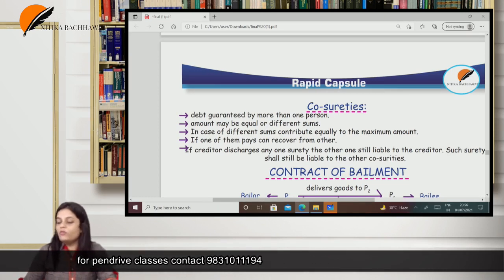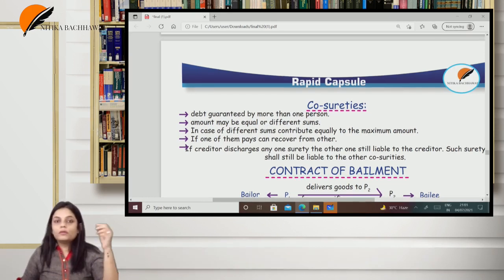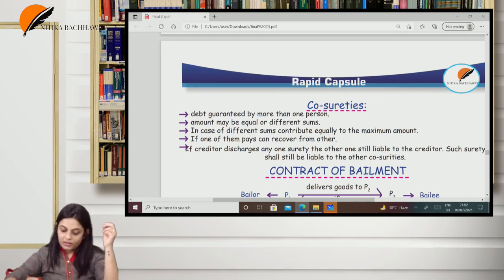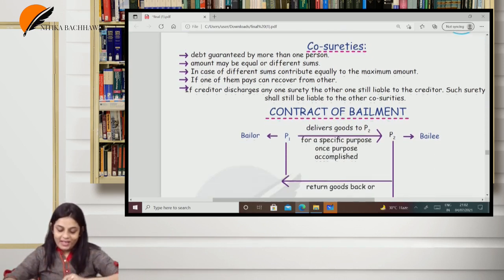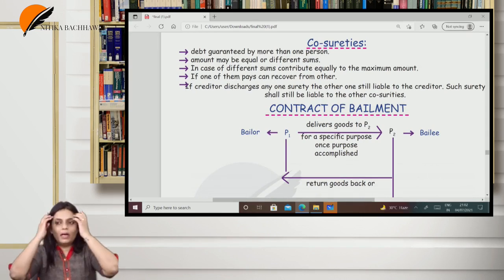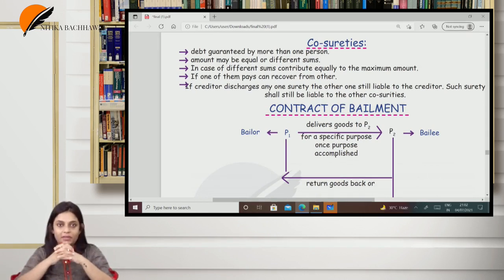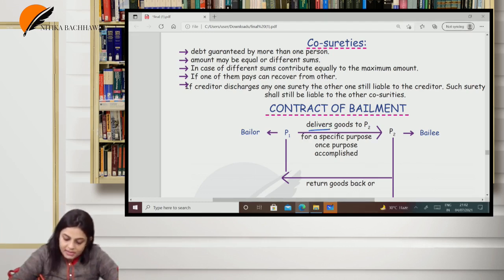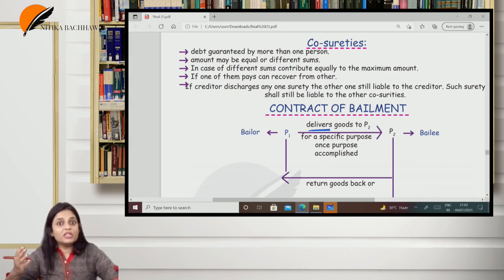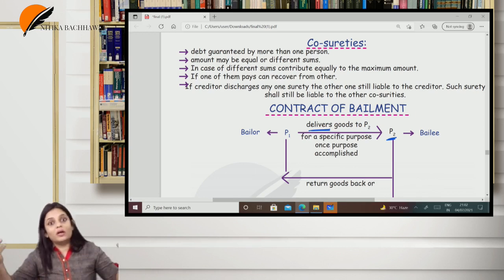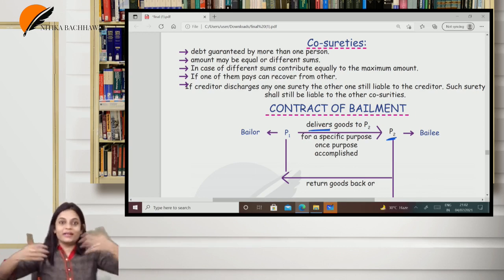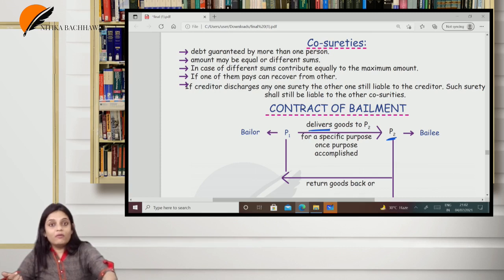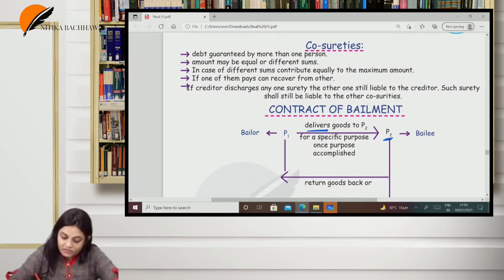Can we now move on to the next topic? Okay, so moving on to the next one, contract of bailment. Bail, jail, no connection. So what is a contract of bailment? Here basically delivery of goods is taking place. The possession of the goods is transferred. So one party is delivering the goods, transferring the possession of the goods to another party. Now why is he doing that? Just no reason, nothing to do, let us do transfer of goods? No. Obviously the transfer of goods is taking place for some specific purpose, right?